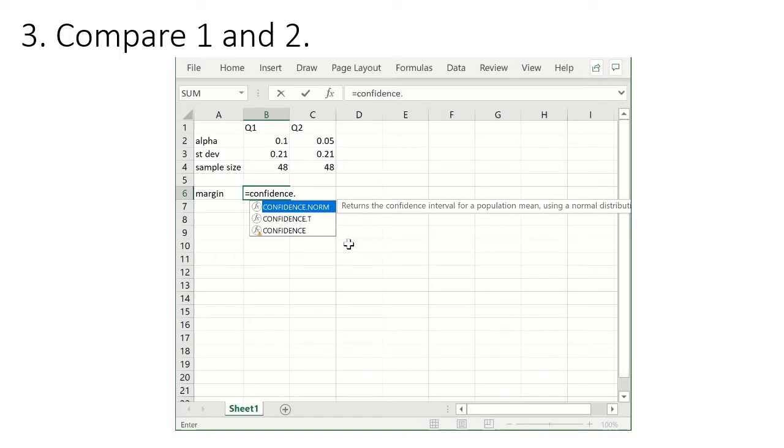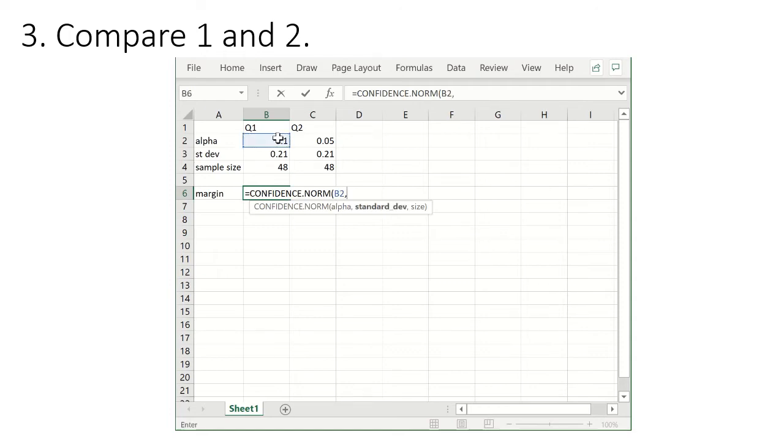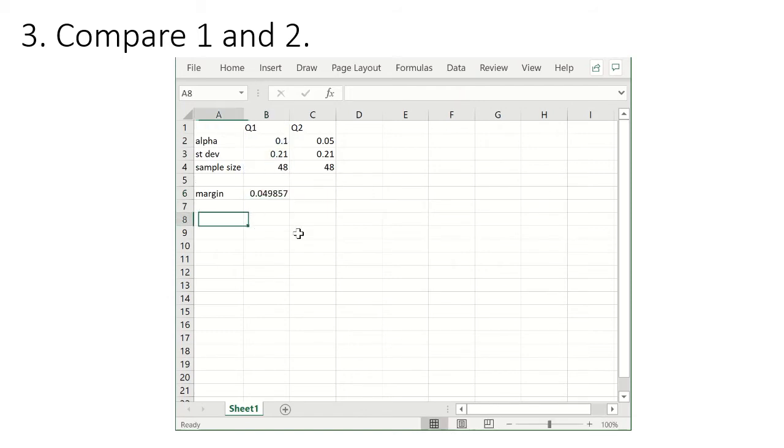So that would be if you were using the student T distribution, like we'll use in future problems. But right now we're using that one. And then our margin of error, it tells us it wants the alpha, it wants the standard deviation, and it wants the sample size. Put those together and it gives you your margin of error.